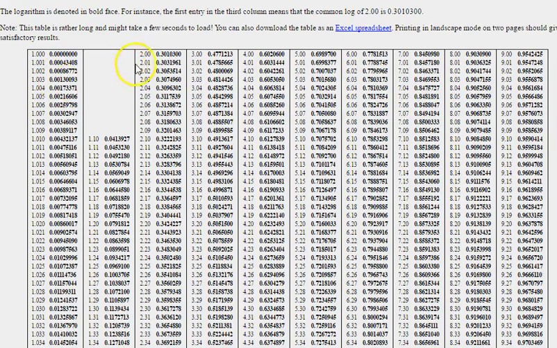Basically what it says is 10 to the 0 equals 1. 10 to the 0.301 gives me 2. 10 to the 0.3031961 would give me 2.01. So this is the exponent in bold that I would put on 10 in order to get this number.